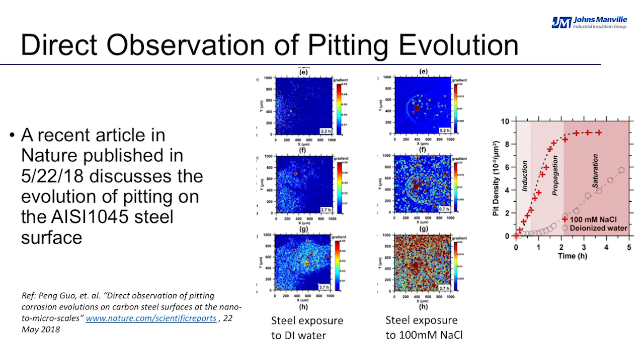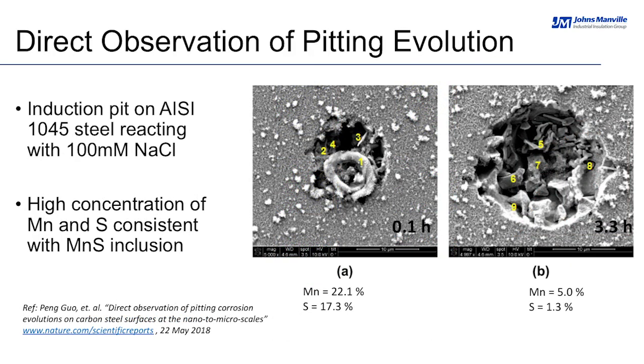they look at how this initiates. As you can see here, even at the microstructural level, they look at how the pit initiates. And what's interesting is that right there in the location where the pit initiated, they measured high amounts of manganese and sulfur. This shows that manganese sulfide inclusions in 1045 steel can easily nucleate pitting corrosion.